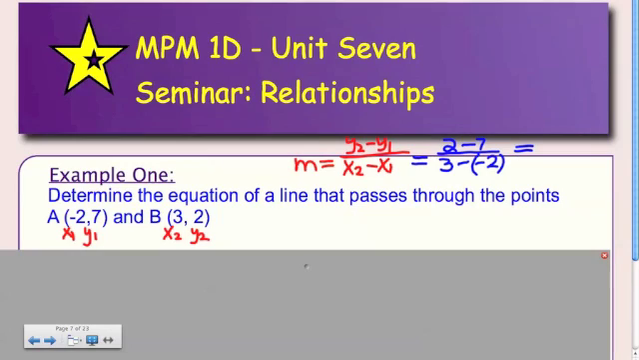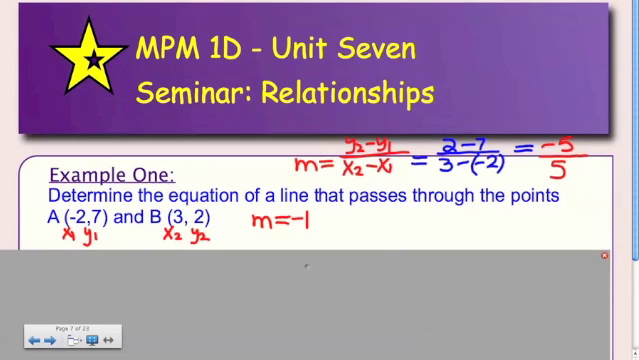Yep. Okay, Allegra got negative 1. Let's see if that makes sense. 2 minus 7 is negative 5. 3 minus negative 2 is positive 5. Is negative 5 divided by positive 5 negative 1? Yes, so Allegra is right. So we know that the slope is equal to negative 1.